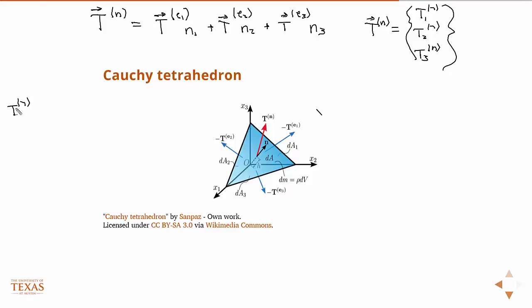T1 in, T2 in, T3 in, equal to T1 E1 N1 plus T E2 1 N2 plus T1 E3.